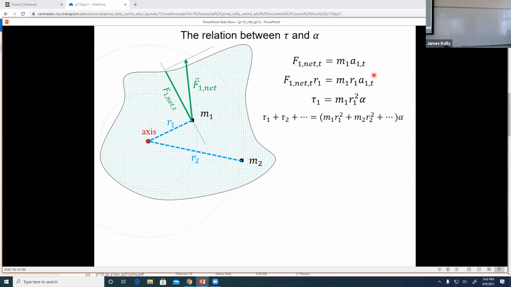And I guess I went too fast here. I'm using one of our relationships between linear and angular quantities, that the tangential acceleration is equal to r times alpha. So I'm using a1 tangential equals r1 alpha, making that replacement there. And there's only one alpha for all the bits of mass. Okay, so the left-hand side is the net torque being applied to this object. And the right-hand side is something times alpha. This is like F net equals something times a. That something is important because it's like our rotational analogy to mass.